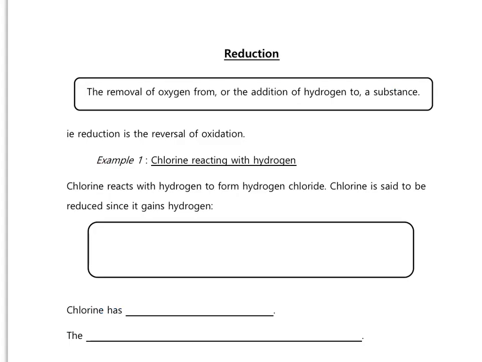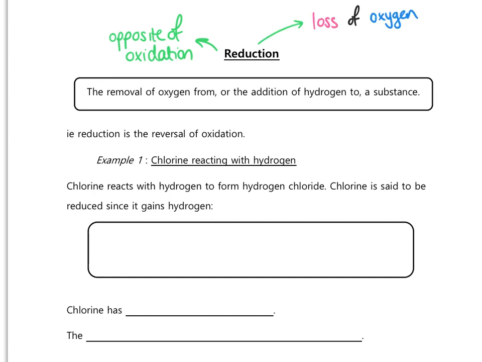So we're now going to take a look at some reduction reactions. We're at the bottom of page 4 here. And remember that reduction is the opposite of oxidation. Let's remind ourselves what reduction is in terms of oxygen, hydrogen and electrons. First of all, it's the loss of oxygen. If you think about it, oxidation was the gain of oxygen, so since reduction is the opposite of oxidation, it's the loss of oxygen.